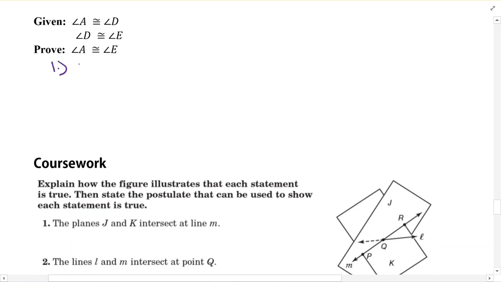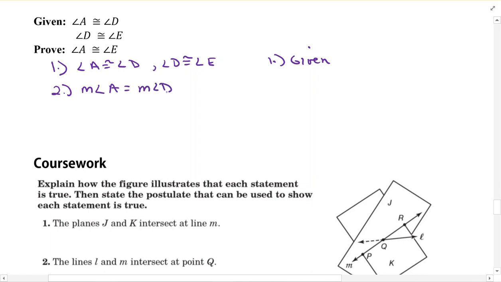The last proof, we have that angle A is congruent to angle D, and that angle D is congruent to angle E. And that was our given. Changing this to measurements, we have that measure of angle A is equal to the measure of angle D, and then the measure of angle D equals the measure of angle E, and that's by definition of congruence.